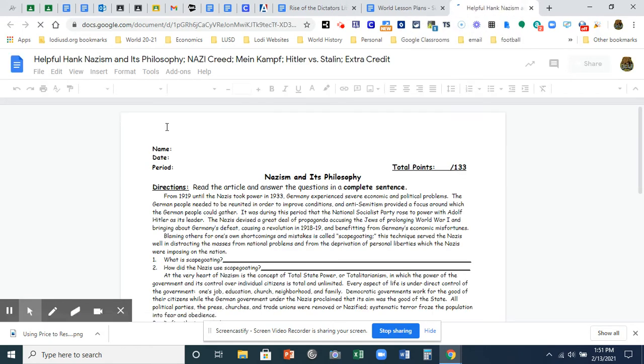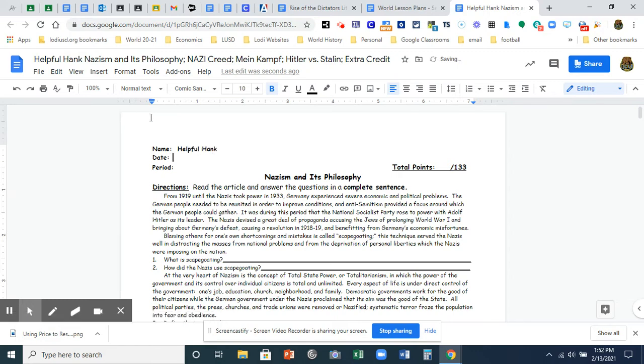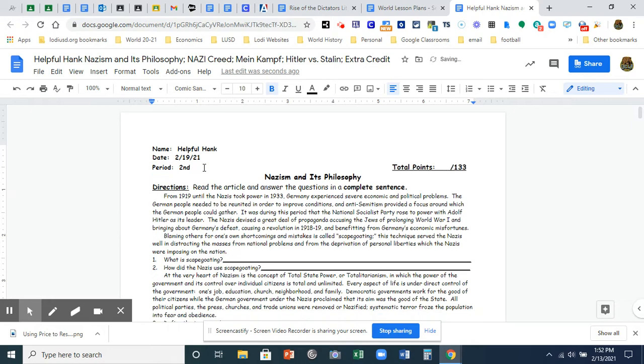Remember, whenever you make a copy, get rid of the original. That way you don't accidentally try to answer or submit the wrong thing. And type in Helpful Hank, and the date. The date will be Friday the 19th. Period: let's go second period. I have 3 of these classes, so just one of them, but it is my most full class.